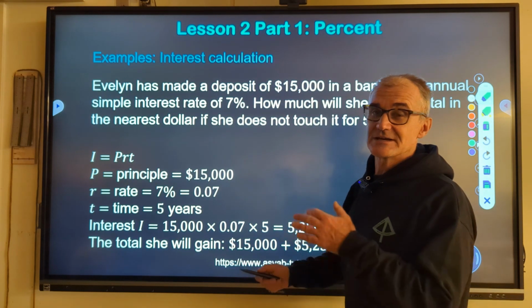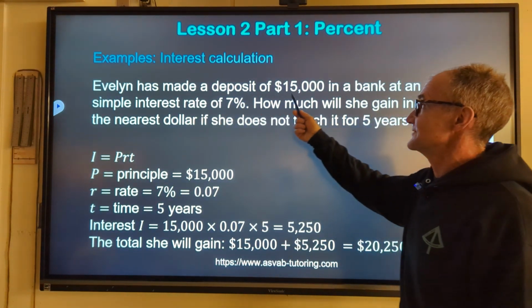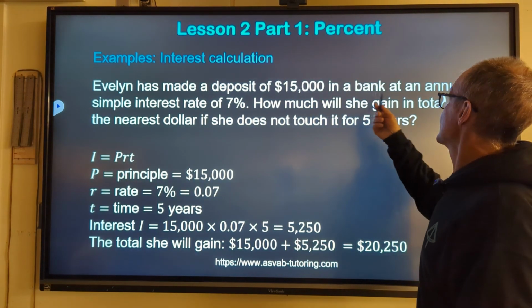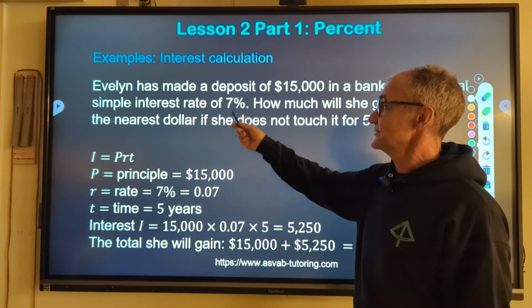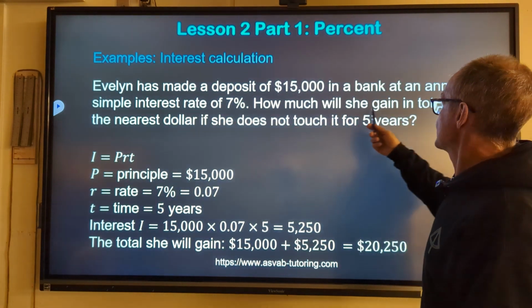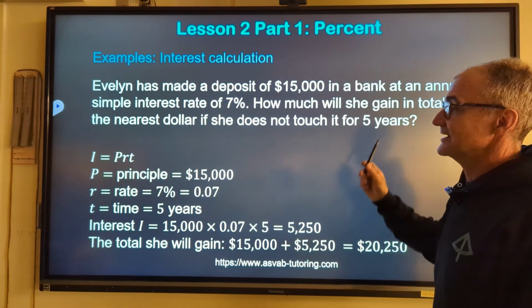Okay, here's an interest calculation. This is called simple interest. Evelyn has made a deposit of $15,000 in a bank at an annual simple interest rate of 7%, pretty high. How much will she gain in total to the nearest dollar if she does not touch it for 5 years?